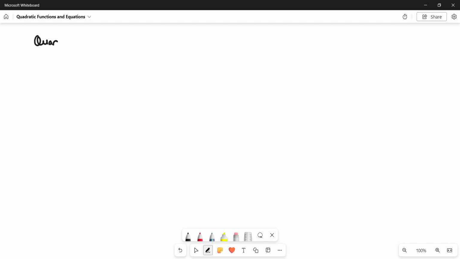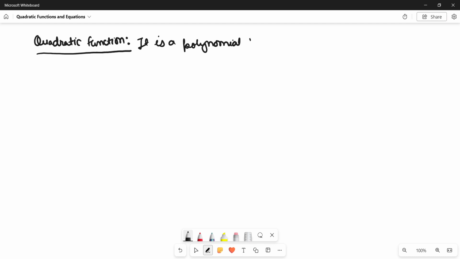Quadratic function, it is a polynomial function of degree 2.